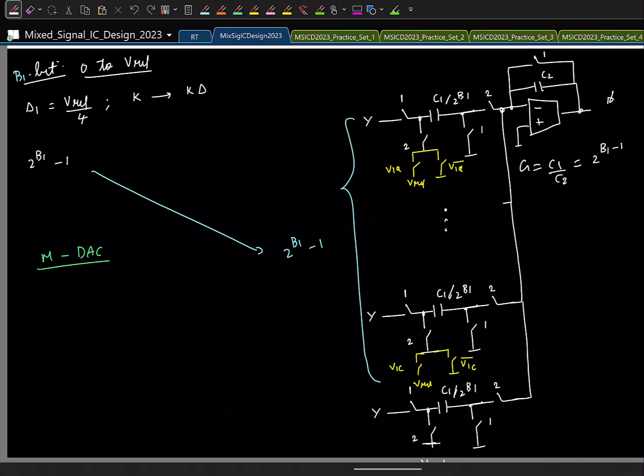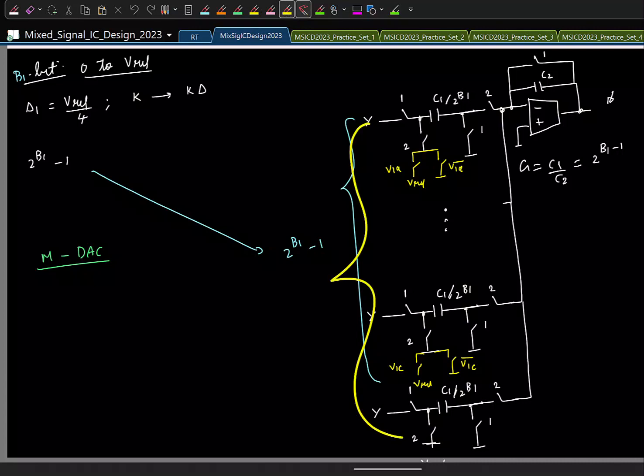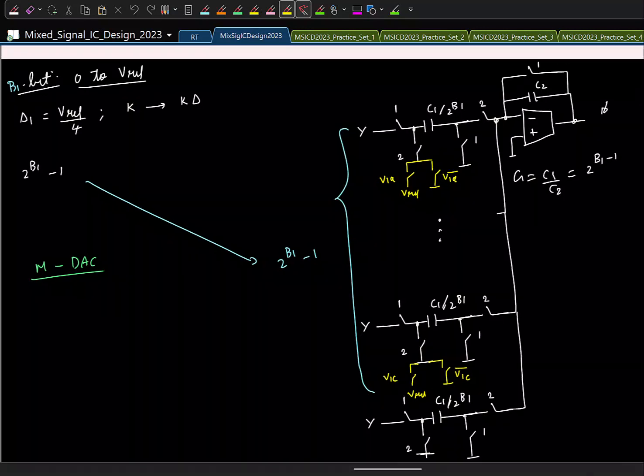It is basically a switch capacitor amplifier, wherein at the input side, the input switch capacitor branch is split into a total of 2 power B1 branches, where B1 is the resolution of the flash, of which the 2 power B1 minus 1 branches are controlled by the thermometric bits. And we saw the non-idealities that can arise and how to tackle them. And the major ones are these.